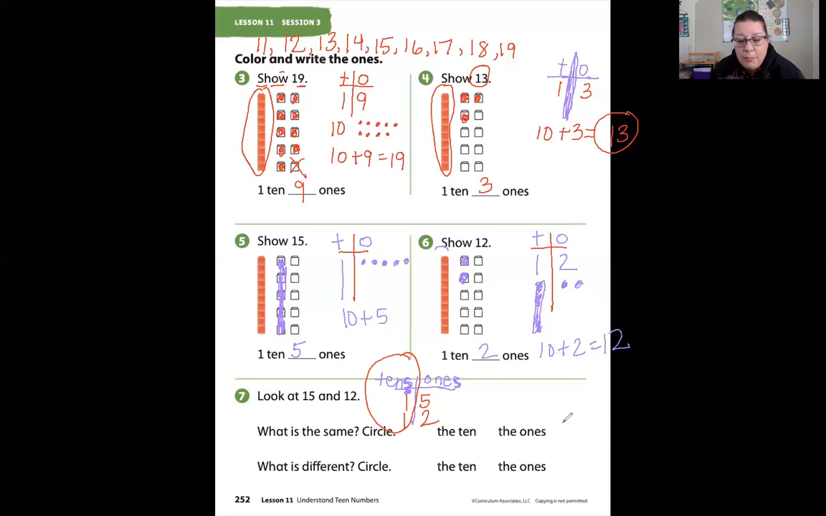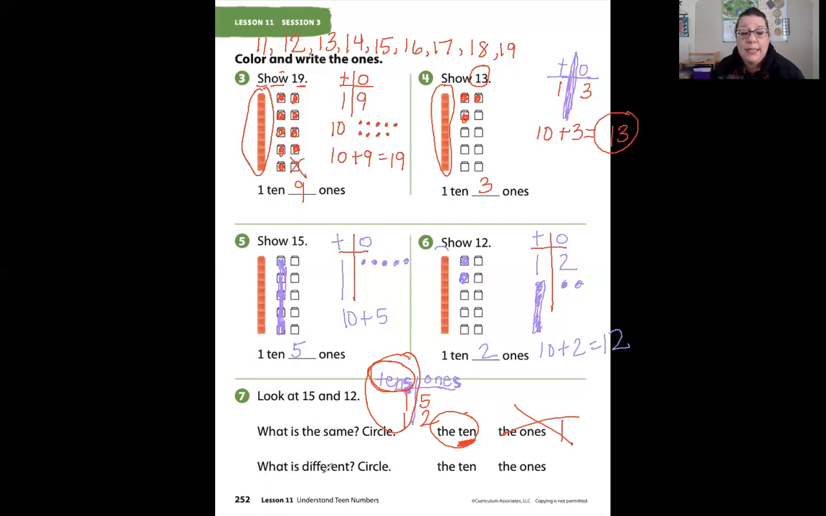Well, I see a number 1 in the number 15 and a number 1 in the number 12, but it's asking what is the same. Is it the tens place that's the same, the one group of 10, or is it a number 1? They are trying to trick us. But if we look at our place value word, it says tens. So there's 1 ten that is the same. It is not the one. Don't let them trick you. If you write tens and ones above it, you will be able to figure it out.